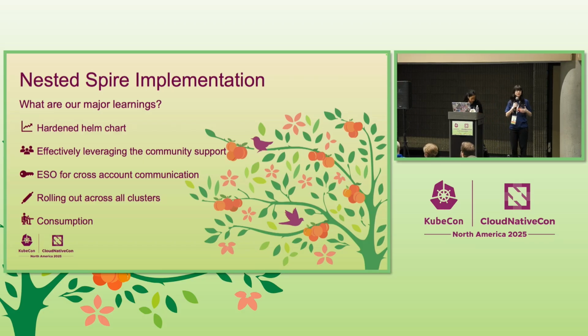And then another one is effectively leveraging the community support. The community has been invaluable for us implementing this between GitHub issues, Slack, things getting solved overnight. It's been absolutely amazing and made us have an easier time implementing SPIRE. So we'll show different examples of that as we go on. And then another one is the External Secrets Operator for cross-account communication. We're going to show how we securely manage the secrets cross-cluster. And then how did we roll out across our clusters and get no consumer interruption? And what did we learn from rolling out to all our clusters? And then finally, consumption. How did all the users use it?